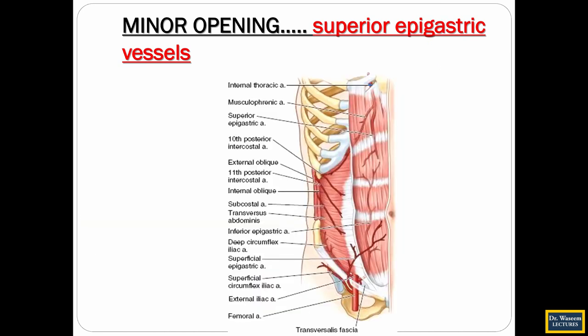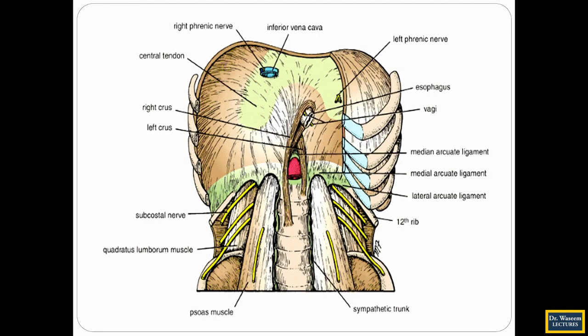You can see here the superior epigastric artery is entering. Internal thoracic branch here, the internal thoracic branch is the superior epigastric artery, and here is the inferior epigastric. So, here you can see above lying here the musculophrenic. See again the structures which are being shown here, some minor and some major openings.